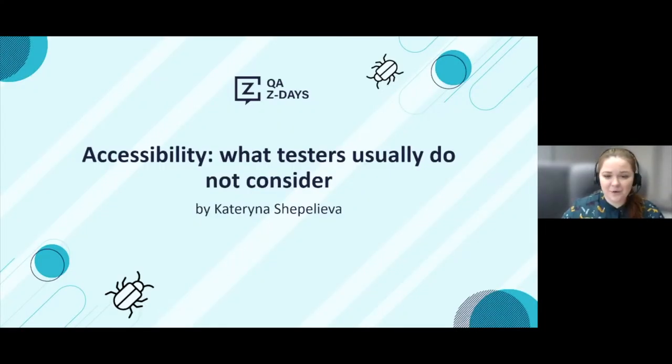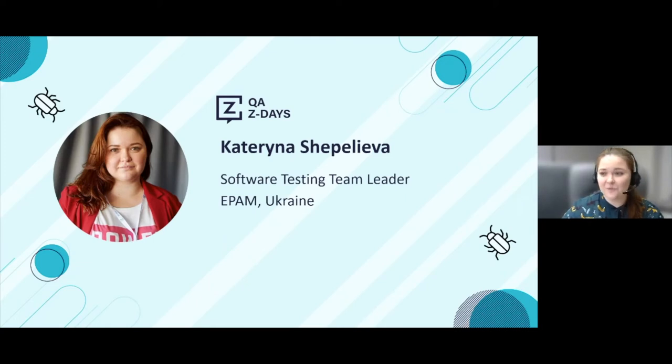Hello, everyone. Hope you can hear and see me well. Today I will be talking about accessibility and what testers usually do not consider. In the very beginning, just a couple of words about myself, a couple more words from what was already mentioned. I am a software testing team leader and I work in APAM, Ukraine. As it was mentioned, I have 11 years of experience in IT. Out of them, 9.5 are in the QA sphere. Out of them, 5.5 are in APAM, and 4.5 actually already in accessibility. Four of them are on my current project.